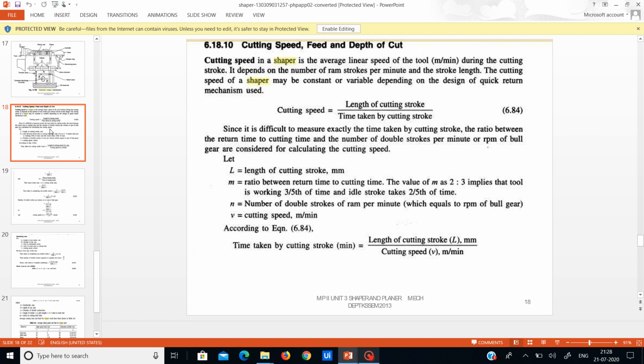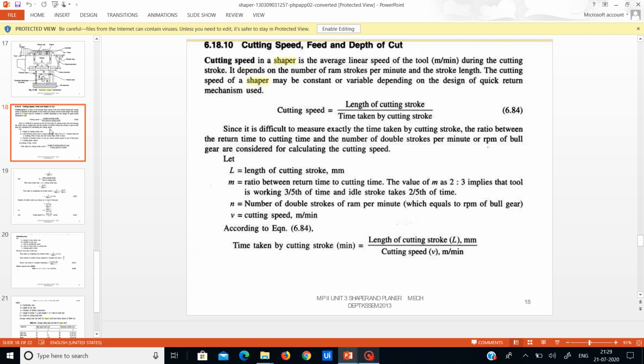According to the equation, cutting speed is equal to length of cutting stroke by time taken by the cutting stroke. ఓకే, పైన ఇచ్చిన దాన్ని బట్టి కటింగ్ స్పీడ్ ఈజ్ ఈక్వల్ టు లెంత్ ఆఫ్ కటింగ్ స్ట్రోక్ బై టైమ్ టేకెన్ ఫర్ ద కటింగ్ స్ట్రోక్. Time taken by the cutting stroke in minutes is equal to length of cutting stroke L per minute by cutting speed V is equal to M by Vx.